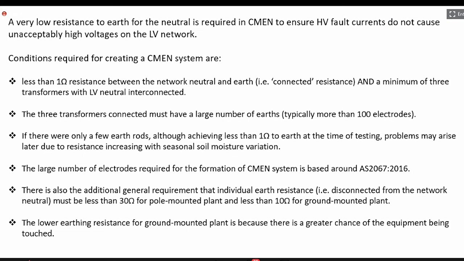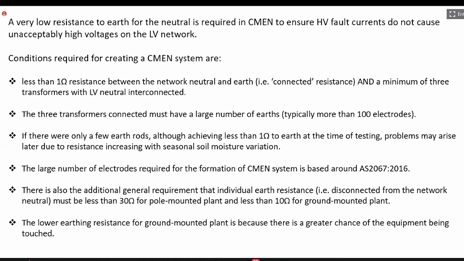That means the earth resistance of the earthing network should be less than 1 ohm, and a minimum of 3 transformers with LV neutral incorporated. So they say that for one transformer system, you can't do that. There should be at least 3 transformers connected together. Again, they are trying to ensure that the current will be distributed. If there were only a few earth rods, although achieving less than 1 ohm to earth at the time of testing, problems may arise later due to resistance increasing with seasonal soil moisture variation. That's why they expect at least 3 transformers having separate earths but joined together.